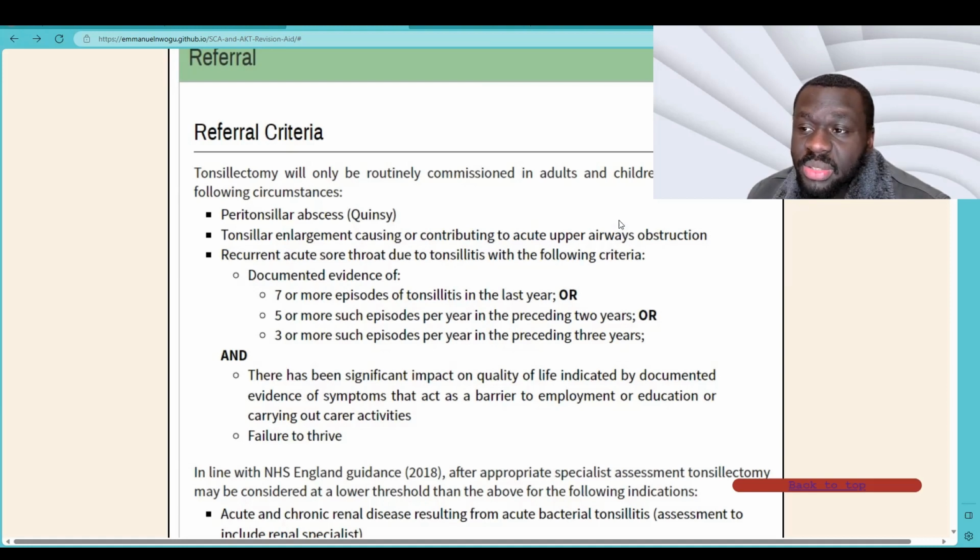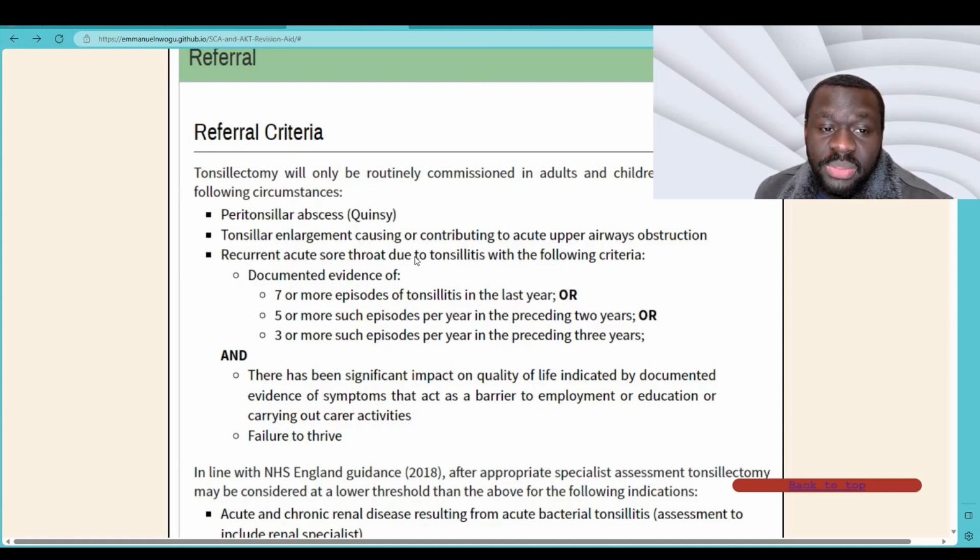Tonsillar enlargement causing or contributing to acute upper airway obstruction. So previously, a child is struggling, having obstructive sleep apnea, or obstructive daytime symptoms, difficulty breathing, really stridorous. You might need to remove one of those tonsils, partially or completely.